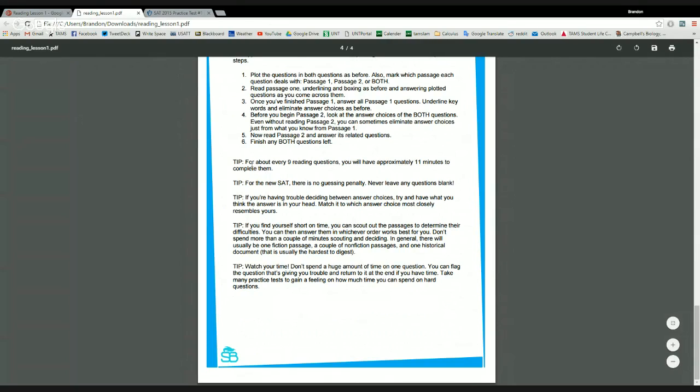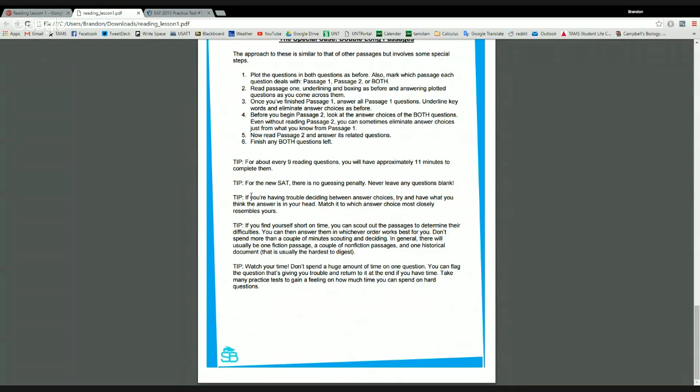So these are just a few short tips for the reading section. For about every 9 reading questions, you'll have approximately 11 minutes to complete them. So keep your timing right. For the new SAT, there's no guessing penalty, so never leave a question blank. If you're having any trouble deciding between answer choices, try and have what you think the answer is in your head, and then look at the answers and match which one closely resembles the one you're thinking of.